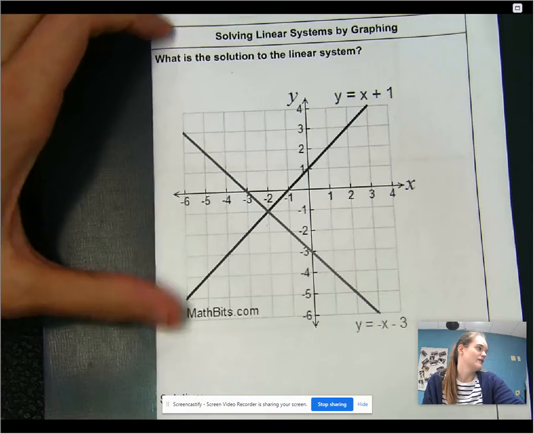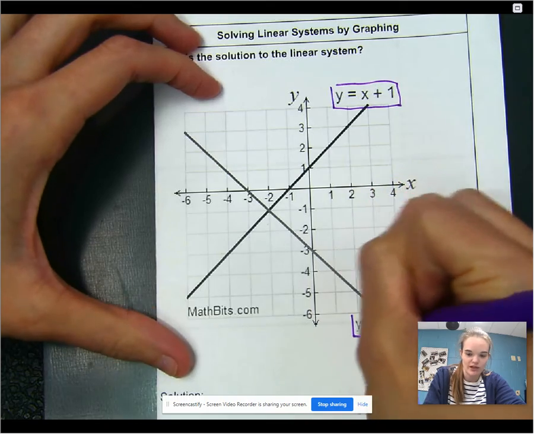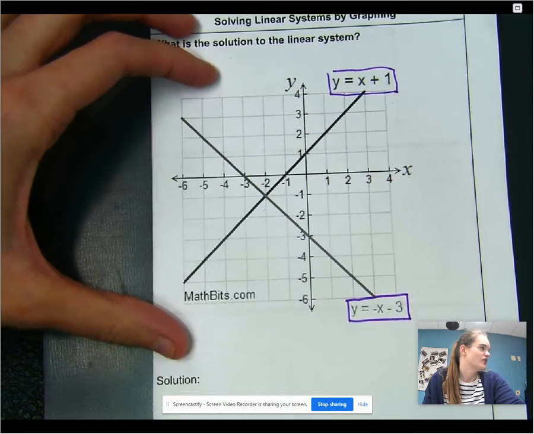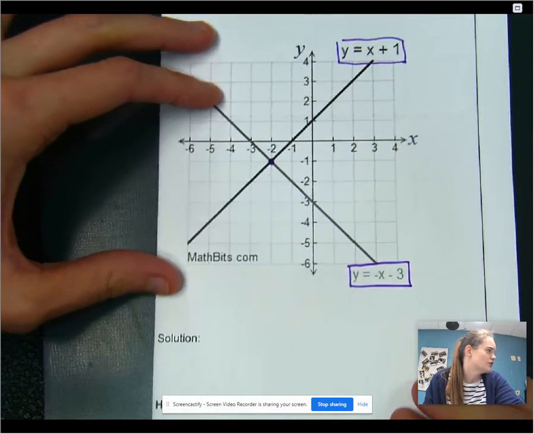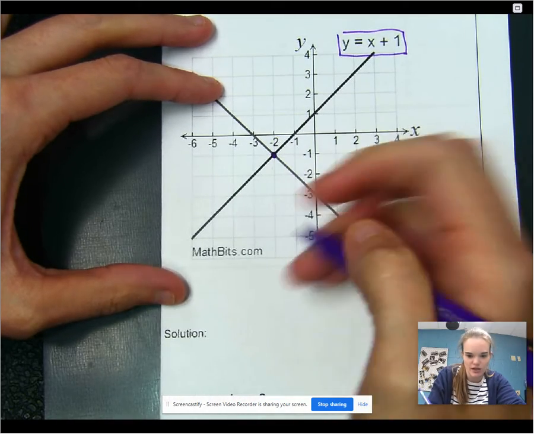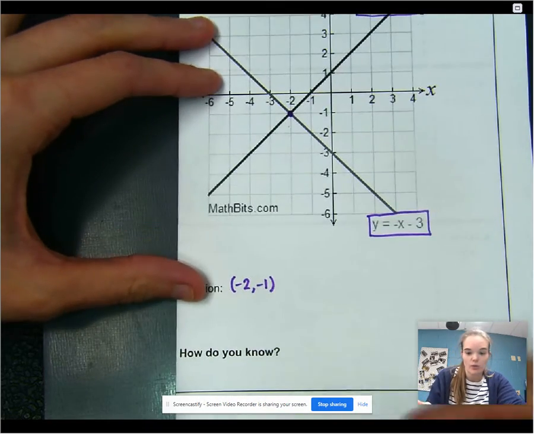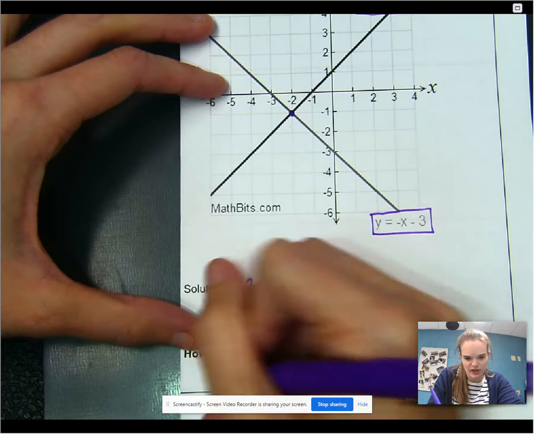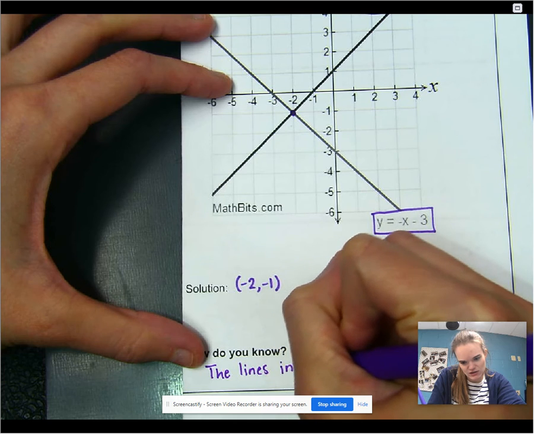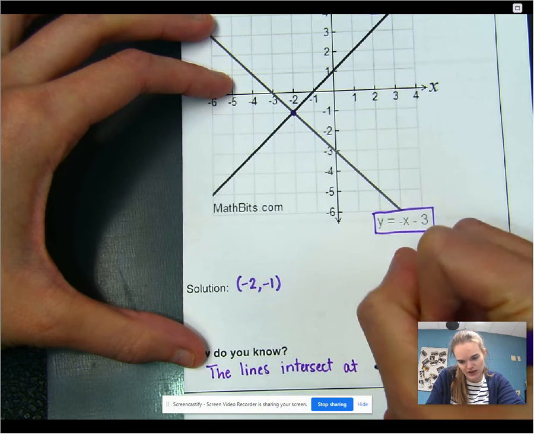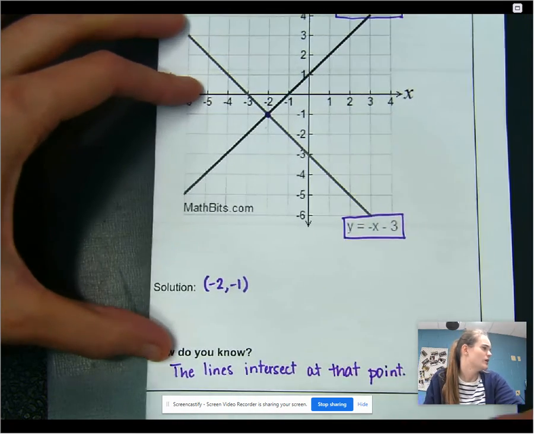When we are looking at graphing systems of equations, we have two equations here, y equals x plus 1 and y equals negative x minus 3. These two equations have a solution at their intersection point. So the solution for this first one that's already graphed for us is negative 2, negative 1. And how do we know, it asks? We know because that is where the lines intersect at that point. That's how we know. That's what we will be doing today. We're going to graph lines and see where they intersect.